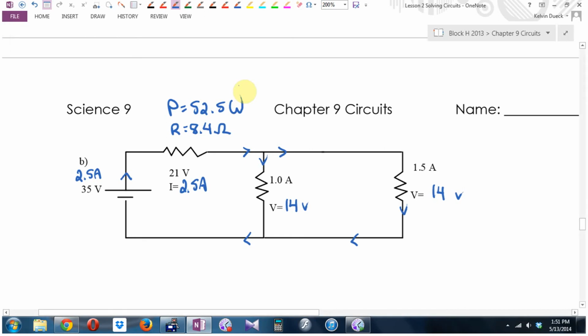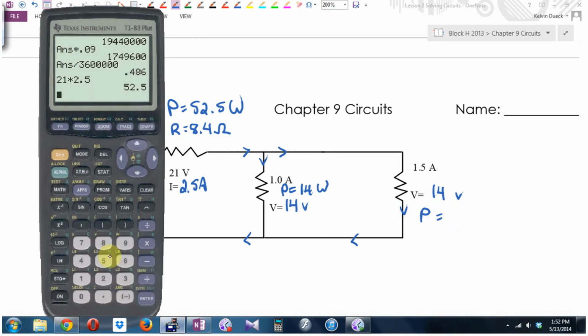Hey, this middle appliance, how many watts is it using? How can I find power? In your head, 14 times 1, no calculator needed. This is a 14 watt appliance. Okay. How many watts in this appliance over on the right-hand side? How do I calculate power? V times I. What's the voltage there? 14. What's the current there? 1.5. Okay, so that's going to be 14 times 1.5.